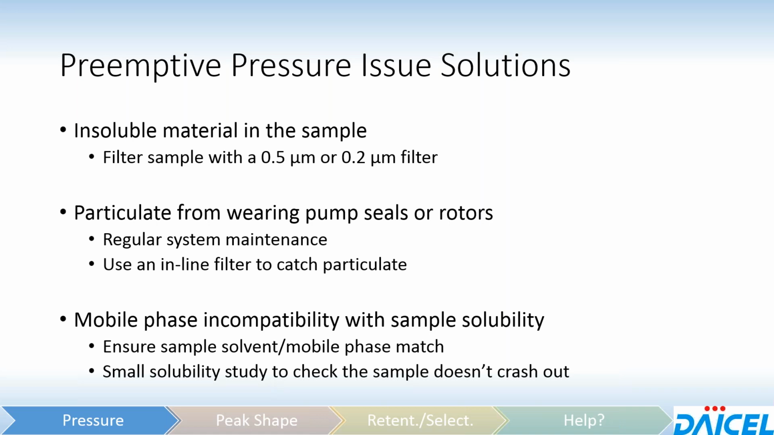A lot of times, if you're just making your sample up in the sample solvent, you let it sit overnight or several days, you might not necessarily see something crash out. But if you are making your sample up in the mobile phase, you might find that over time it actually begins to precipitate out. So this is a way to help ensure that that doesn't happen on column.